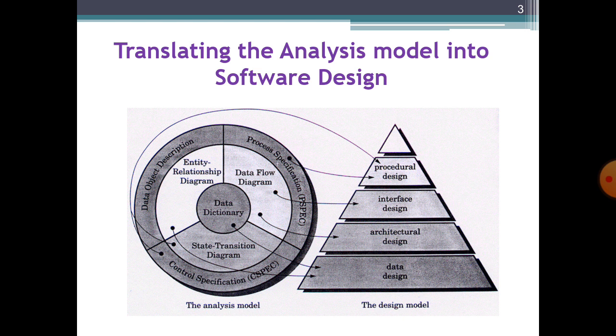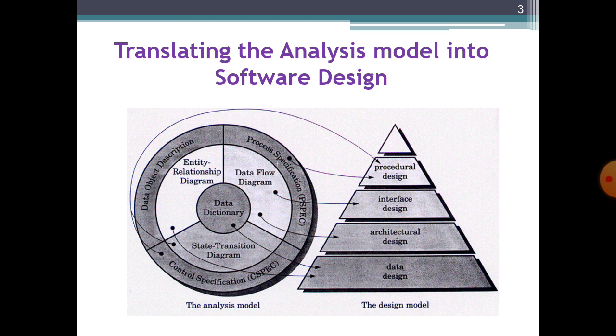So design is actually a representation of a product or a system with sufficient detail for implementation. From our understanding of the problem, we start building the software. So translating the analysis model into the design model means mapping the information from the analysis model to the design representations like data design, architectural design, interface design, and procedural design.